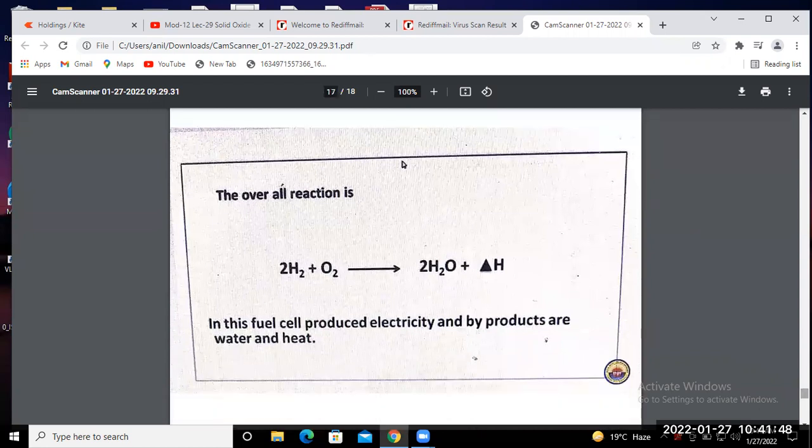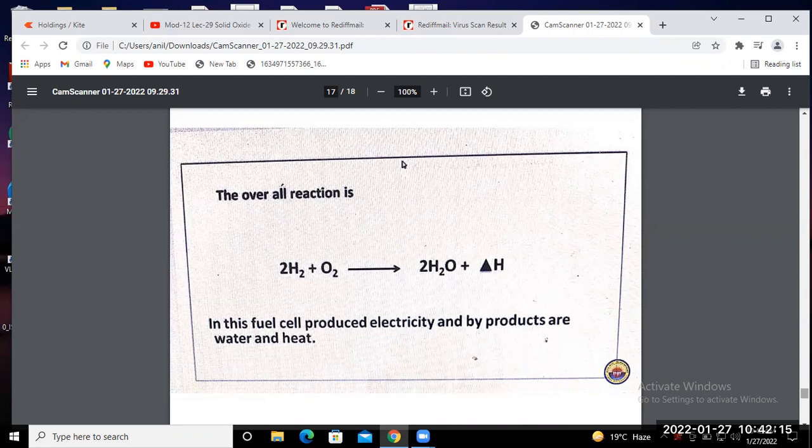So this is the overall reaction: two molecules of hydrogen and oxygen make water and release heat. So this is all about the phosphoric acid fuel cell.